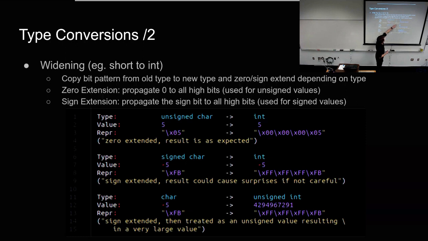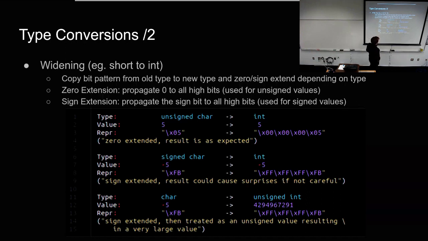For example, an unsigned character to an integer, the value just becomes 5, and it just adds 3 null bytes to the beginning. It's 0 extended, completely fine. Nothing weird is happening here. From a signed character to an integer, the value is still maintained. In this case, it's going to sign extend because it's a signed value. Since it's negative, it's just going to add a bunch of FFs to the beginning. Still pretty expected, but it could surprise people if they're not aware of sign extension.